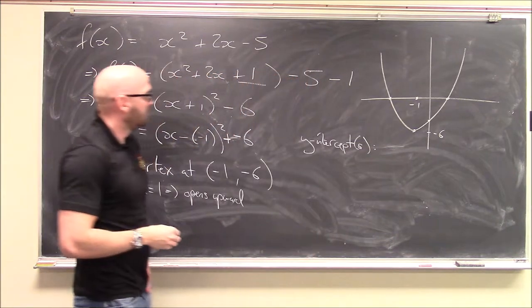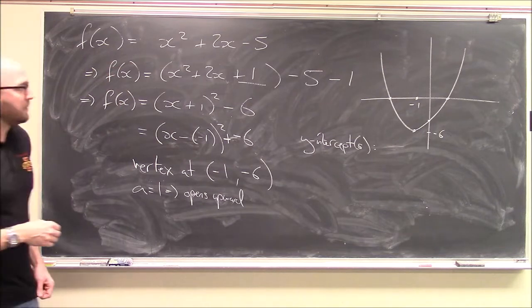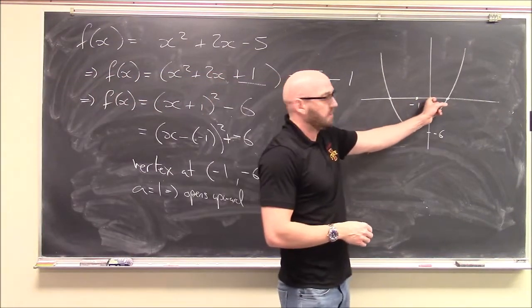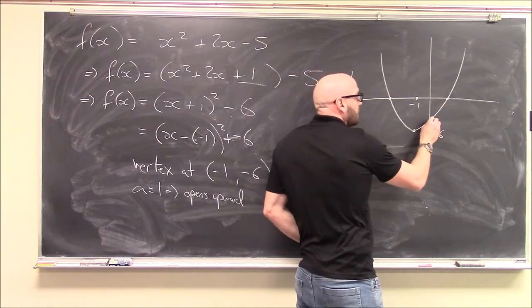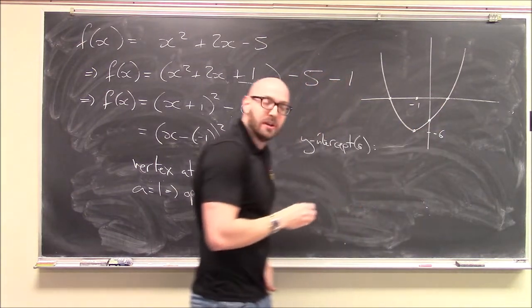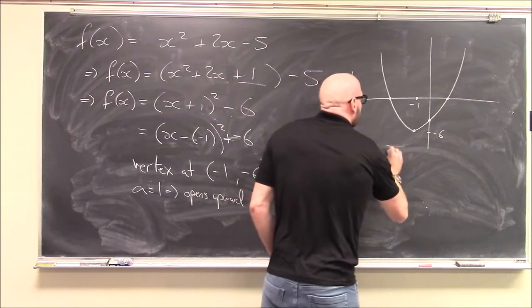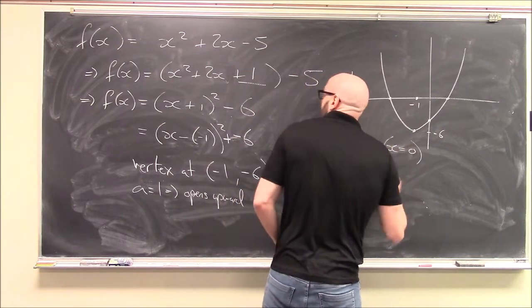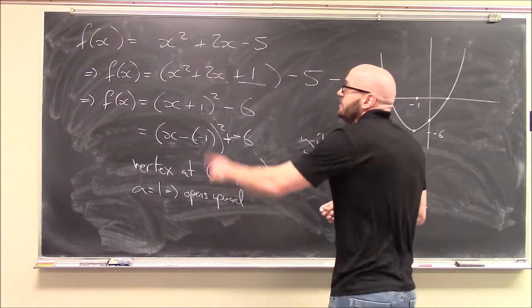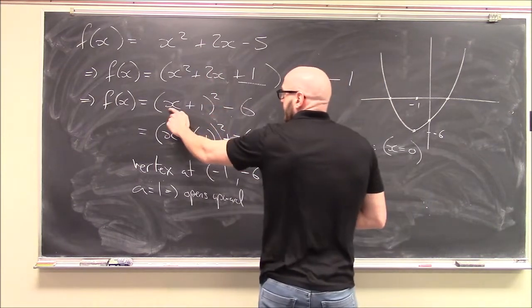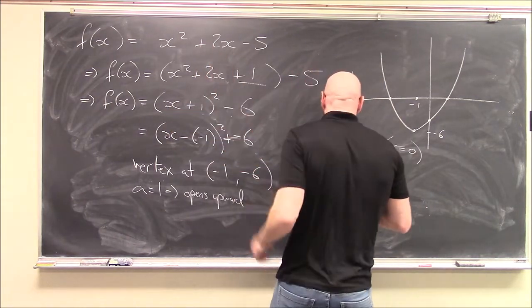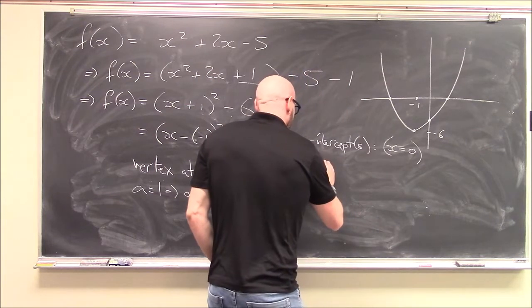Y-intercepts. How do we find the y-intercept? Well, the y-intercept happens when x is 0, right? It's just the output of the function. We plug in x equals 0 and we output this y value of the y-intercept. You can go to either one of these forms. How about we go to the vertex form? It's in fact easier to use the first one, but we'll plug this in.